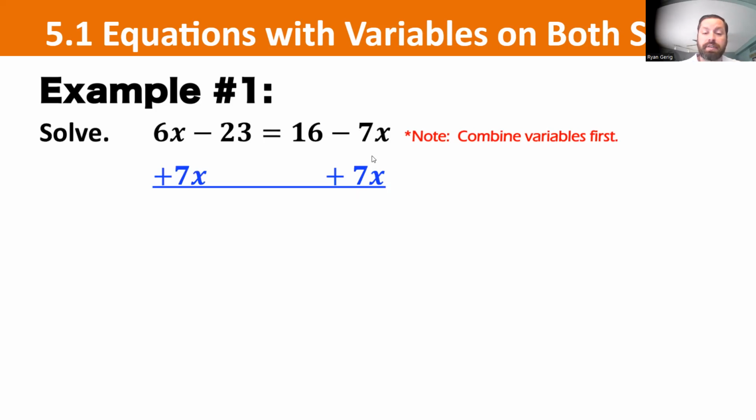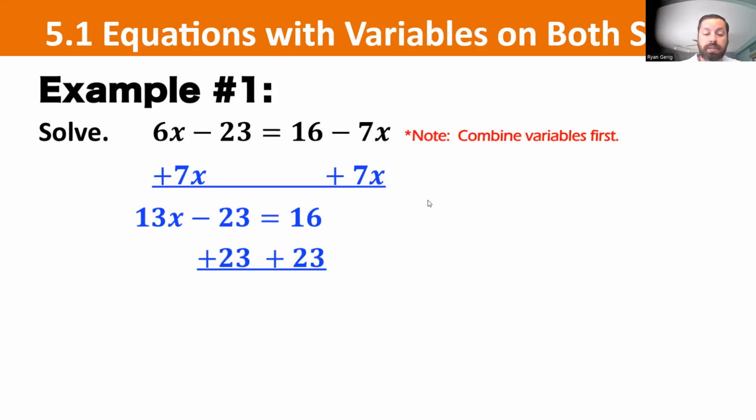And what that does, negative 7x plus 7x makes 0 x's on the right. 6x plus 7x gives me 13x. And then I still have the minus 23 equals 16. Now you should have a two-step equation that should be pretty easy to solve by now. So I'm going to add 23 to both sides, get 13x equals 39, and then I'm going to divide by 13 to get x by itself, and I get x equals 3. And just like with other equations, if we want to check our work, we can take 3 and plug it back in for x on both sides and see if the two sides remain equal.